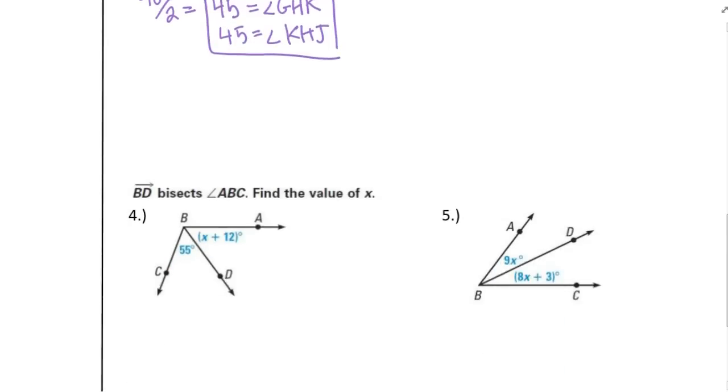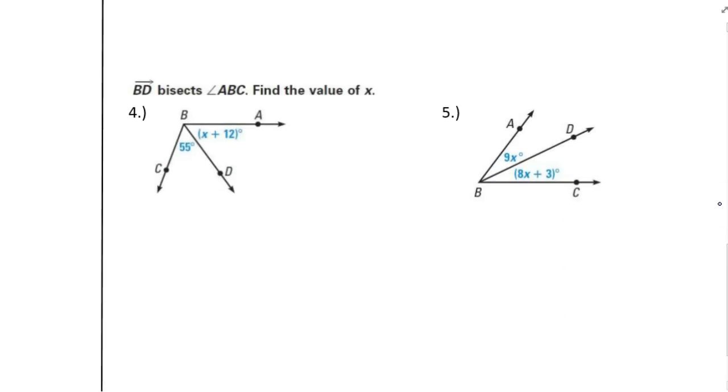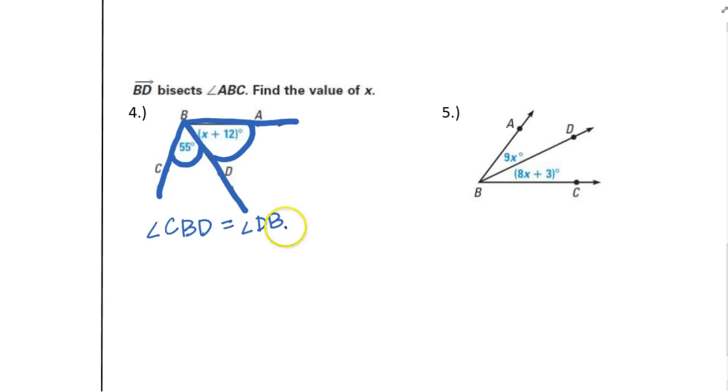All right, let's go down to these last two, number 4 and number 5. It says BD, which is right here, bisects angle ABC, which is right here. Find the value of x. We have the larger angle here, and this BD is bisecting it. So this angle and this angle are congruent. If they're congruent, that means they are equal to each other. So we can say that CBD is equal to angle DBA.